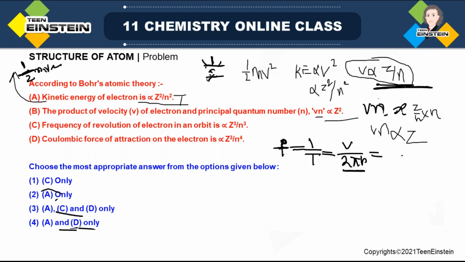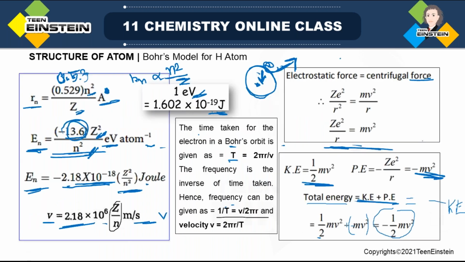Since V is proportional to Z by n, I can write V is equal to some constant K into Z divided by n, because we have to find proportionality, so I can place any constant. So in place of V, now I can write K into Z divided by n, multiplied by 1 by 2 pi r. And remember, r is proportional to what? Because ultimately you have to reduce it to Z and n. So again, go to the previous slide. We have seen that r is proportional to n square divided by Z. We will use it now.